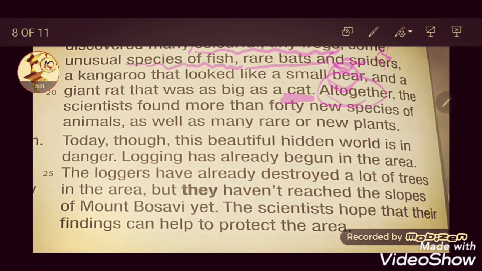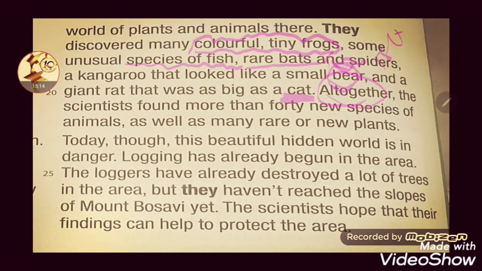So all these kinds and speeches that we talked about in the first three lines, it's nothing compared to what the scientists found. The scientists found more than 40 new species, 40 here meaning 40, not 14. New species, meaning new kinds of animals, as well as many rare new plants.